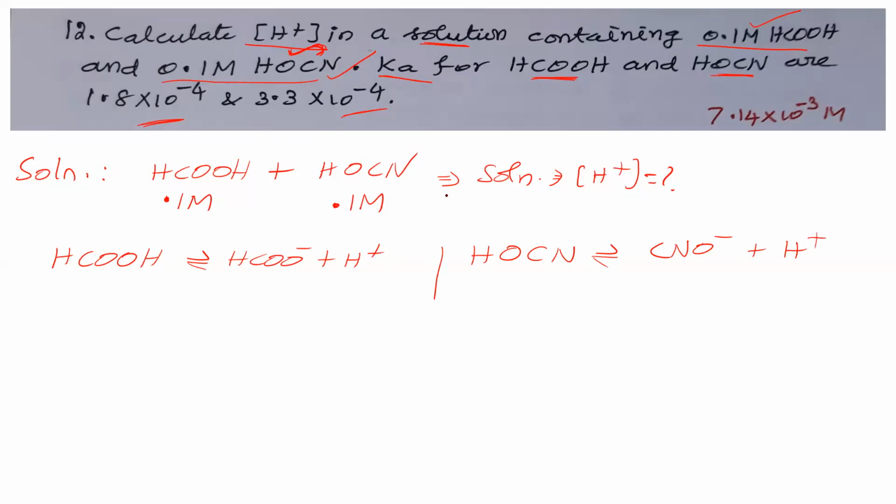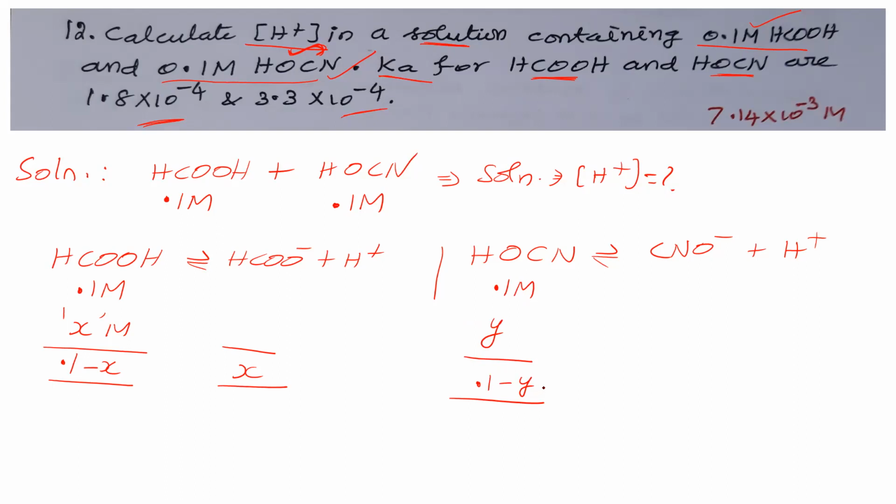Now the initial concentration is given for both. For formic acid, the initial concentration is 0.1 molar. X molar is dissociating, so at equilibrium 0.1 minus X remains. Formate ion produced is X molar. Then cyanic acid is also taken initially as 0.1 molar. Y molar is dissociating, because the Ka value is somewhat different. Therefore cyanic acid at equilibrium is 0.1 minus Y, and cyanate present is Y molar.